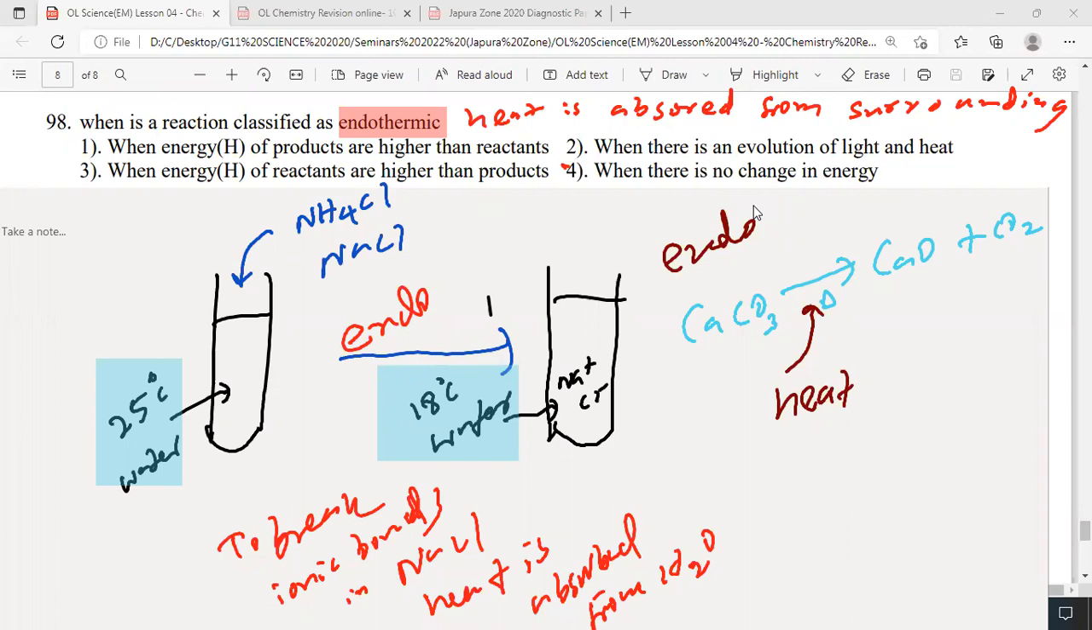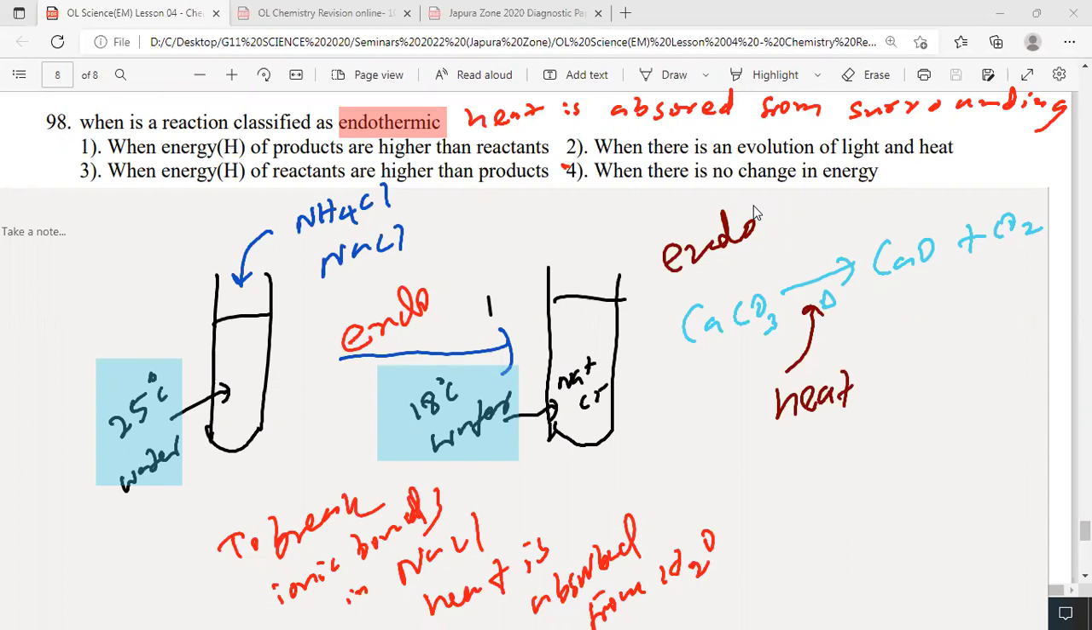Then you might ask, if heat is absorbed, why won't it get heated up? That's a simple thing. If something absorbs heat, the temperature should increase, but here the temperature drops. Actually, the temperature that has gone down is the surrounding temperature, not the system. Then you might ask, won't NaCl get heated up? No. The heat that NaCl absorbs is used for bond breaking. It is not stored as heat in the system. It is stored as chemical energy or used for breaking the chemical bonds.